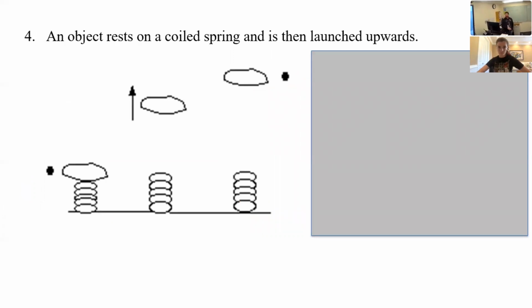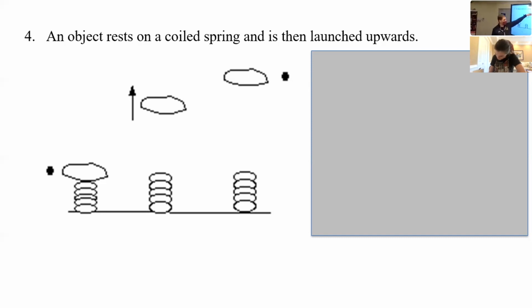So here we have an object. It looks like a potato. I don't know. So we have an object resting on a coiled spring, and then the spring gets released, and that potato or whatever it is launches into the sky. And so we've got 3 times. Right here, the dot means that it's not moving. So right here, the potato has pressed the spring down and compressed the spring, but it's not moving. It's being held still. And then here the spring shot it into the air and it's part of the way up and it's still moving.